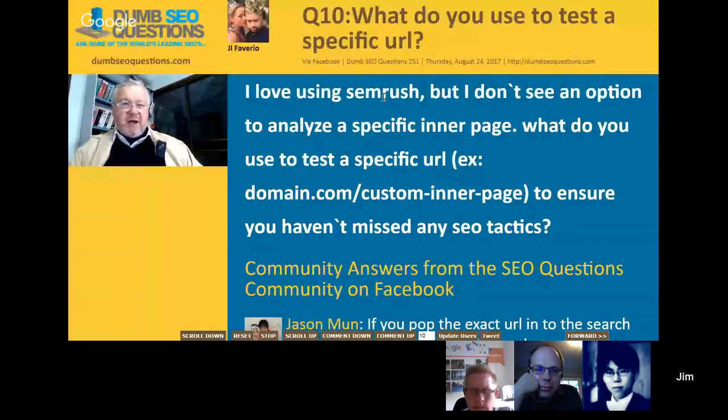All right, the next one, JL Faverio says, what do you use to test a specific URL? He said, I love using SEMrush, but I don't see an option to analyze a specific page. Yes, you can. What do you use to test a specific URL, for example, domain.com/custom-inner-page, to ensure that you haven't missed any SEO tactics.